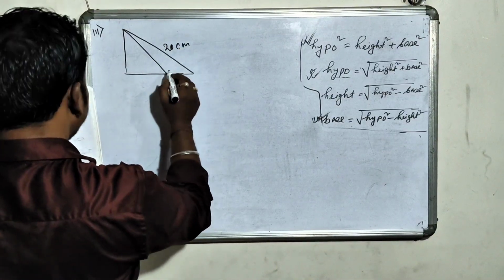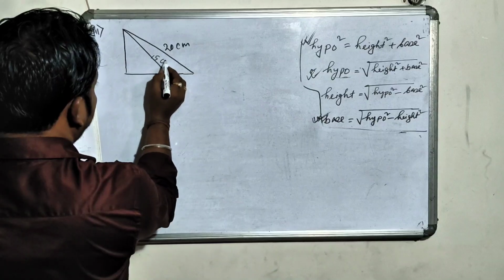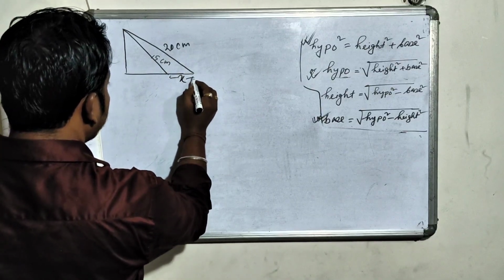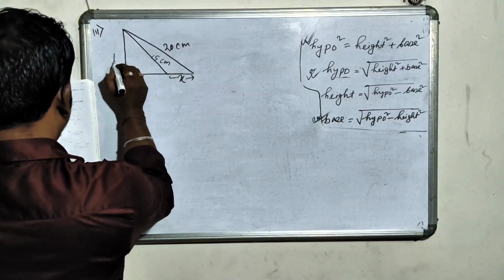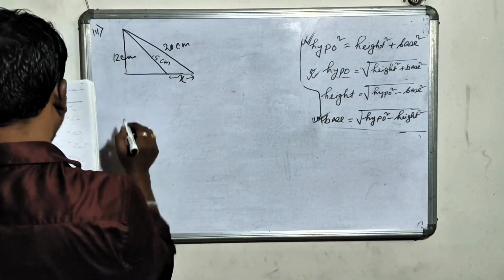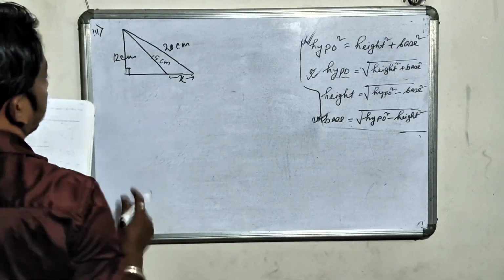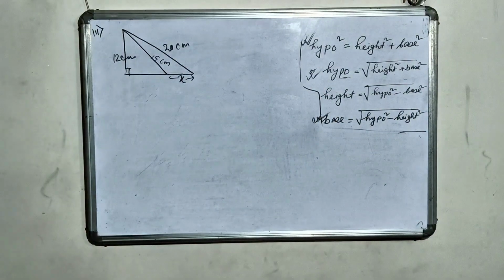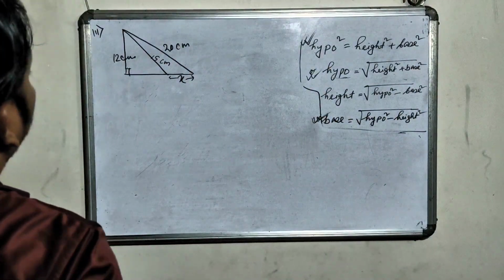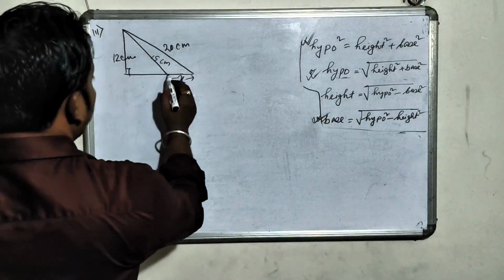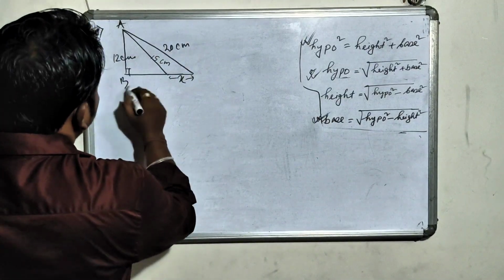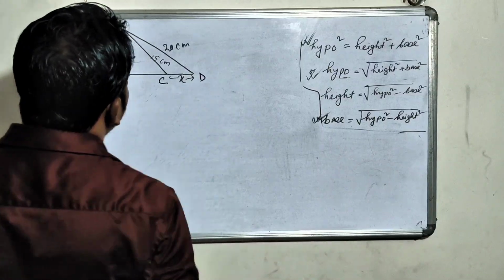Twenty centimeter, 15 centimeter, and this value is x. This is 12 centimeter, and that is 90 degree. Okay. So we have to find out the value of this. So give again the name of the figure A, B, C, D.